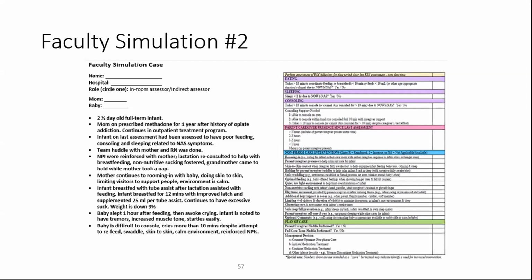But now he continues to have excessive suck. His weight, like we said, was down 9%. Now the baby slept for an hour after the feeding. He woke again crying. He's noted to have tremors, excessive muscle tone, and startles easily. The baby's still difficult to console. He cries for more than 10 minutes. We've attempted to refeed him. We've swaddled him. We've done skin to skin, a calm environment. We've reinforced our non-pharmacologic interventions. So we've addressed the feeding issue, but he still is unconsolable. So now what will you do?